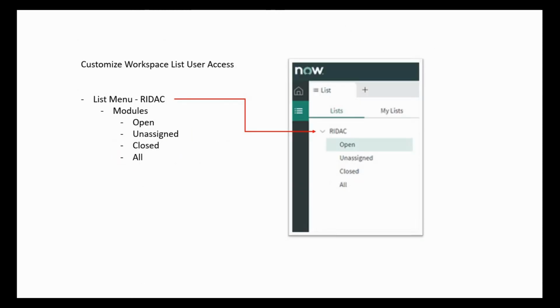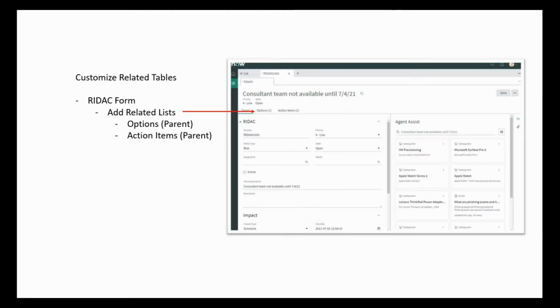And finally, we'll add some customizations to the application. We'll start with the Workspace list user access. We'll remove the listings for both the options and the action items tables, as those will not be needed due to our related lists. We'll then add the related list to the Riddick form, so the options and action items point back to the parent risk, issue, or decision.